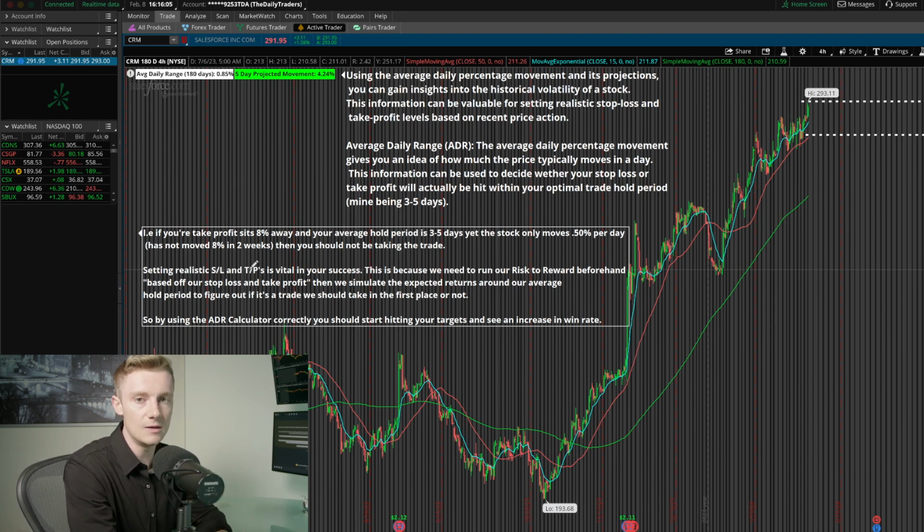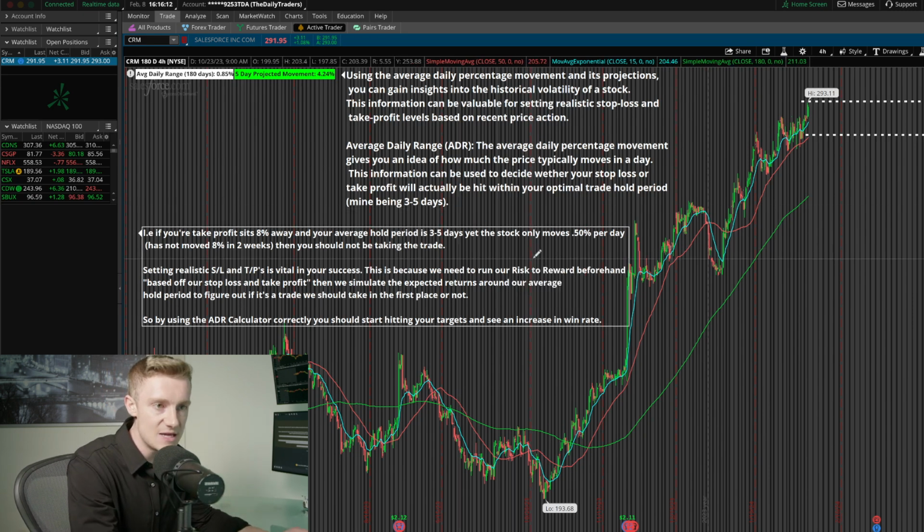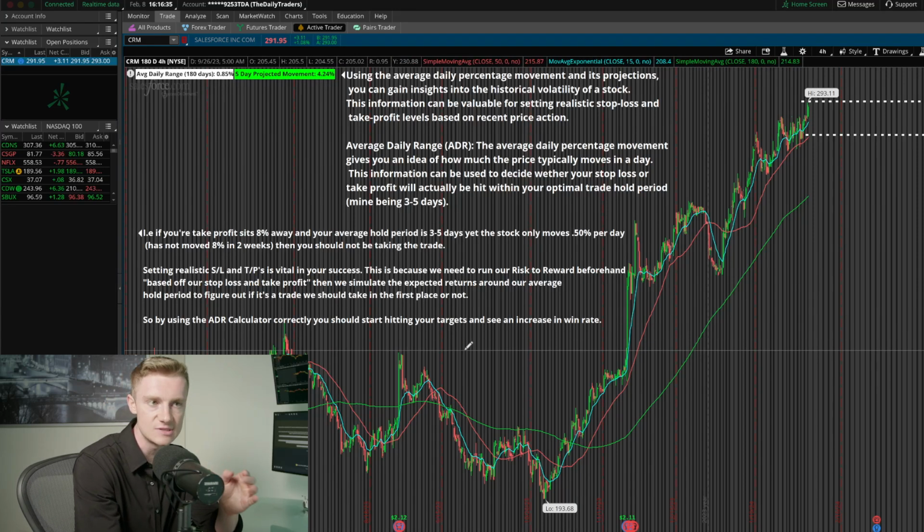period. And part of trading is setting realistic stop loss and take profits. That's vital to your success because we need to run the risk to reward beforehand, based off our stop loss and take profit. And then we can simulate the expected returns around our average hold period and figure out if that's a trade we should take in the first place or not. So by using the ADR calculator correctly, you should start hitting your targets and see an increase in win rate. I'm going to give you some examples. If this doesn't make sense, don't worry.